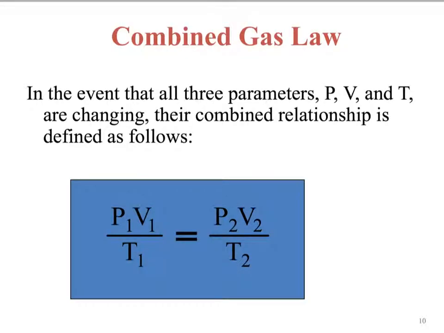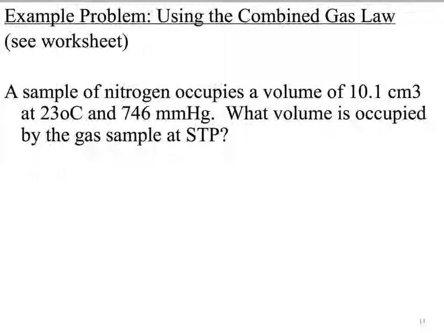I can combine both Boyle's and Charles's laws together to create the combined gas law. P1 times V1 over T1 equals P2 times V2 over T2. Complete this combined gas law problem. Don't forget to convert temperature to Kelvin.